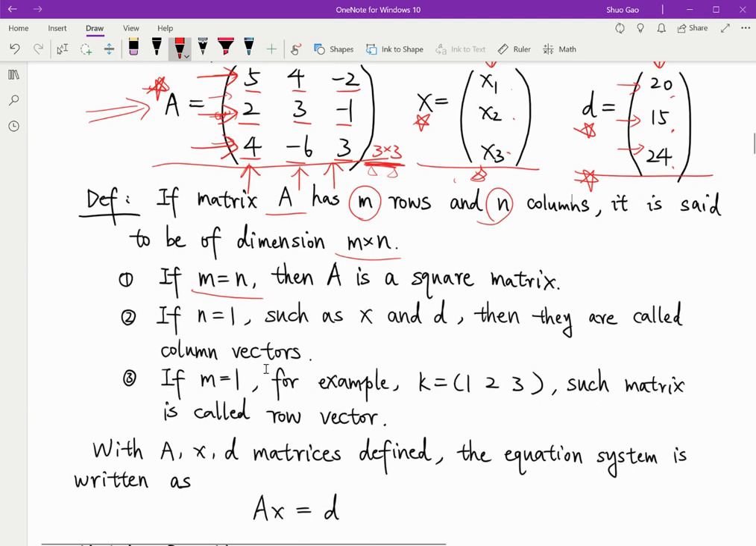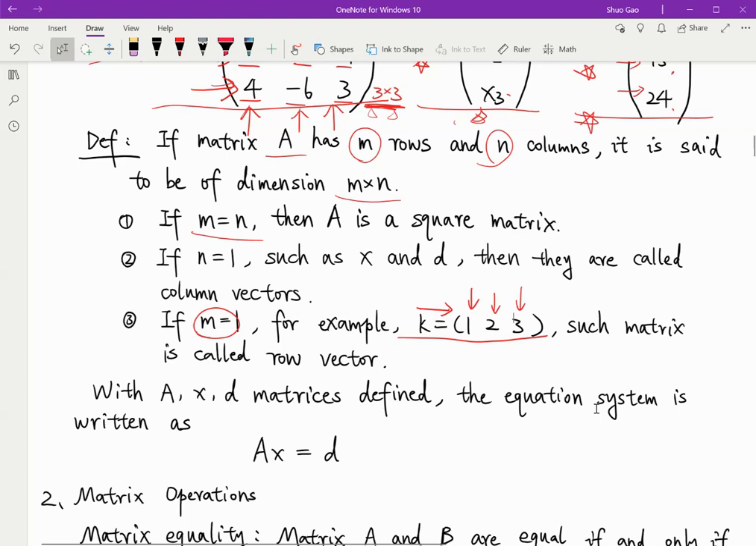And if m equals 1, so for example, in this matrix we have only one row, right? But several columns. So if the matrix looks like this, then we call this a row vector, because we only have one row here and multiple columns. So this is called a row vector.